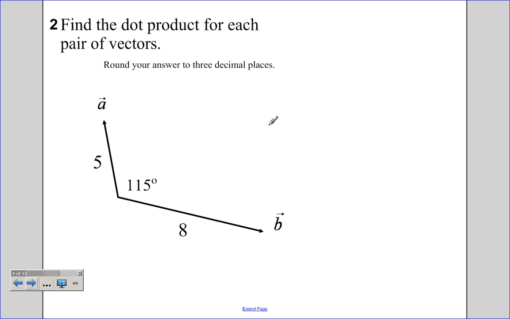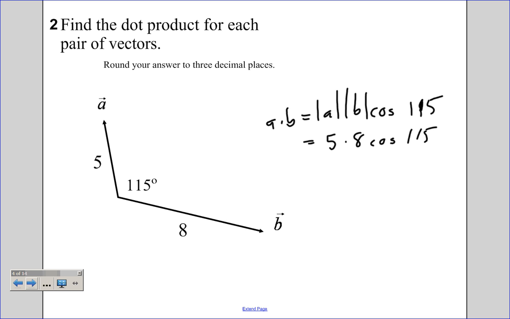Let's do this one. A dot B is the magnitude of A times the magnitude of B times the cosine of the angle in between, which is 115. Oh, I forgot. I should have put theta there. This is 5 times 8 times the cosine of 115. So this is going to be 40 times the cosine of 115. So now this answer is negative 16.905. That's what A dot B is. So now A dot B is negative.